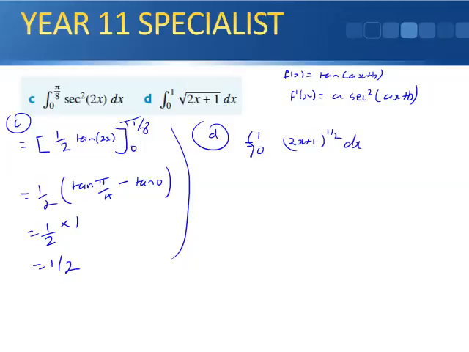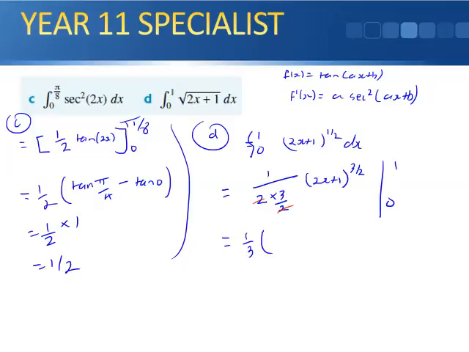Part D, I better write 0 to 1, 2x plus 1 to the power of a half dx. So this will become 1 divided by, using the rule, differentiate internally, is that. Add 1 to the power, a half plus 1 is 3 on 2, so times this by 3 on 2, of 2x plus 1 to the 3 on 2, between 0 and 1. So this time I'm writing it the other way. These cancel anyway. So I've got my third.